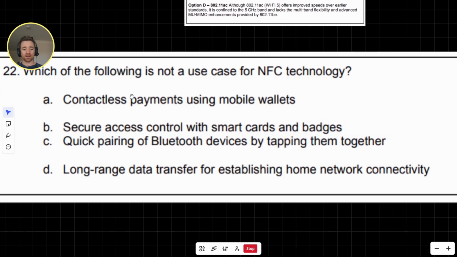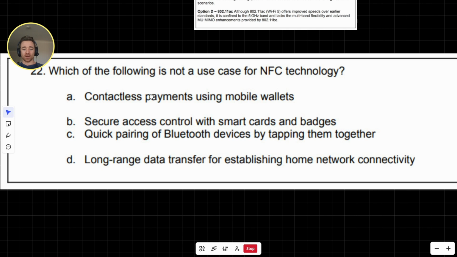All right. Which of the following is not a use case for NFC technology? A. Contactless payments using mobile wallets. B. Secure access control with smart cards and badges. C. Quick pairing of Bluetooth devices by tapping them together. Or D. Long-range data transfer for establishing home network connectivity. Pause the video if you need more time. Your answer coming in 3, 2, 1.